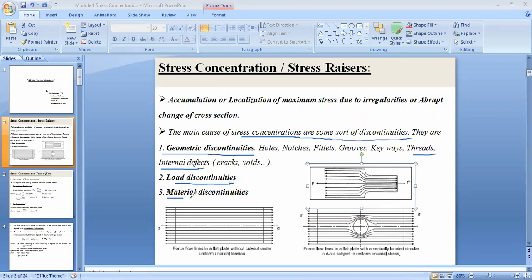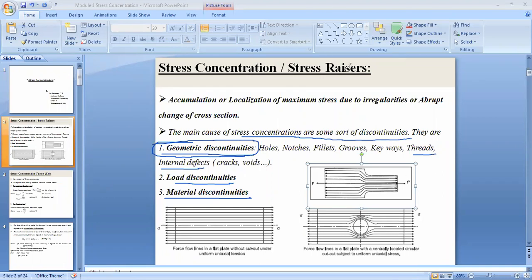The third one is material discontinuity. Material discontinuity means the component is not made up of a single material. It may be two or more materials, right? That's called material discontinuity. Here we will mainly discuss geometrical discontinuities. This is the main reason why stress concentration occurs, right?